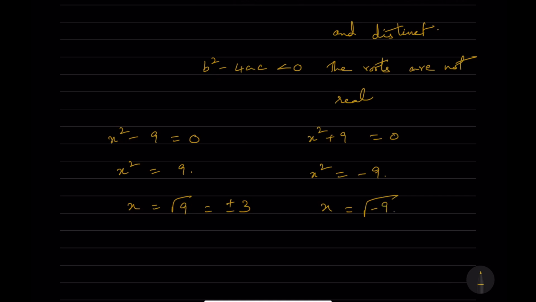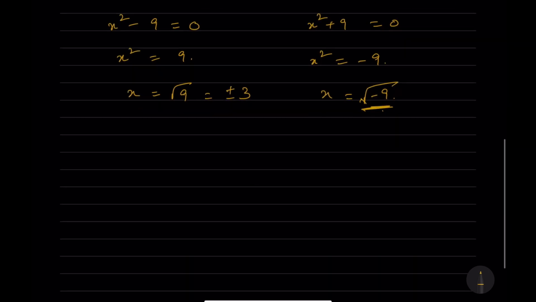Whenever we are getting under root minus 9, we were telling that the roots are not real because there is a negative number inside the root. So now how do we find out this root? We'll just see in complex numbers we'll be finding out the value of this term where x is equal to root of minus 9. So how do we go into complex numbers? We'll just see. In complex numbers, what is a complex number? We'll see first of all.